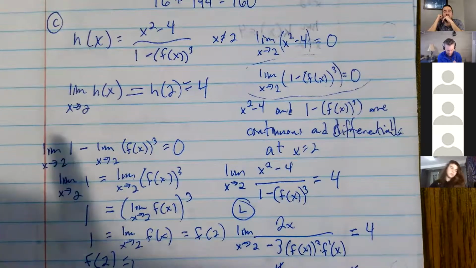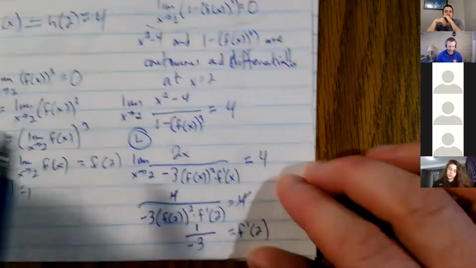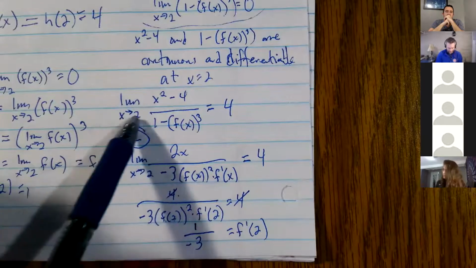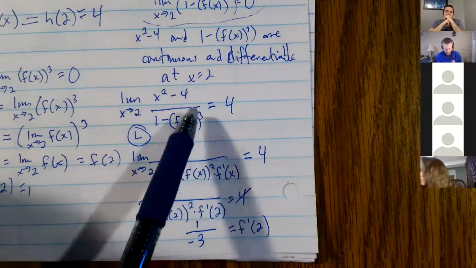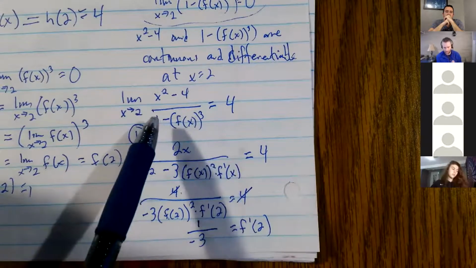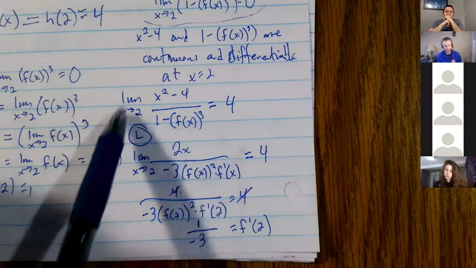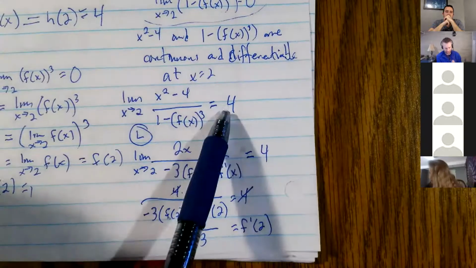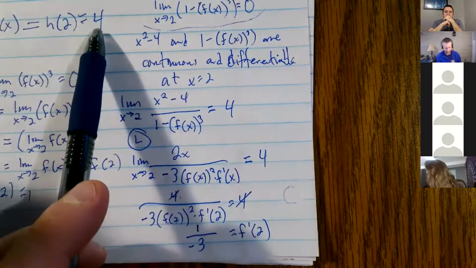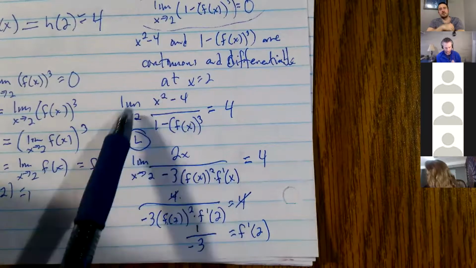The second part then comes from evaluating this limit as h. Now this is the limit as x approaches 2 of h. But remember, you were also told that h of x is twice differentiable. Therefore, the limit as x approaches 2 equals h of 2, and h of 2 you were given at the beginning equals 4. And so I set this limit equal to 4.